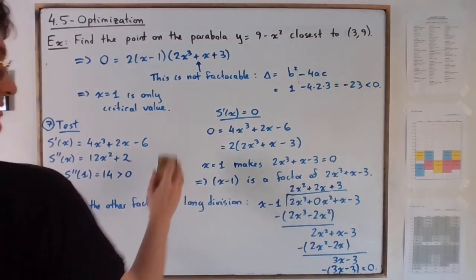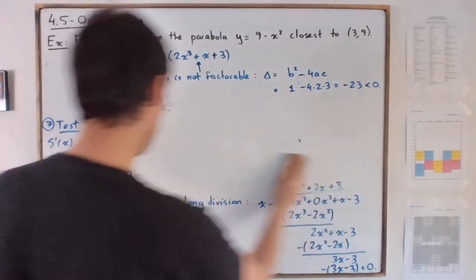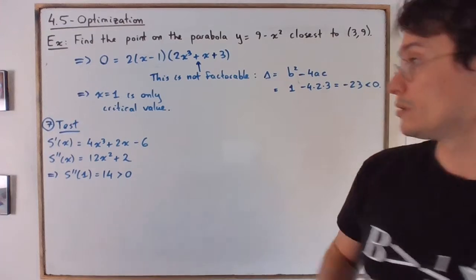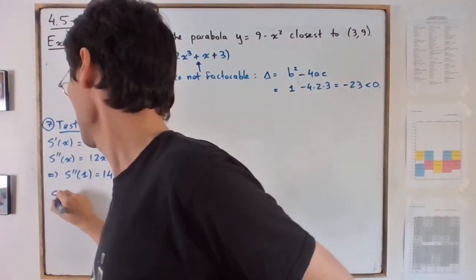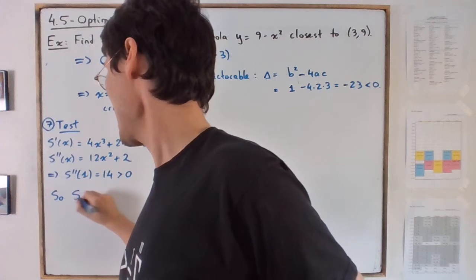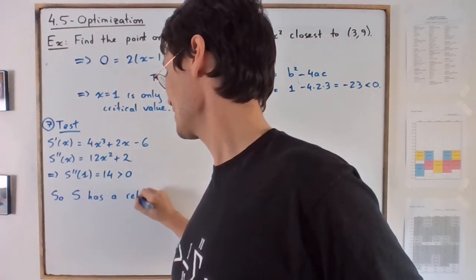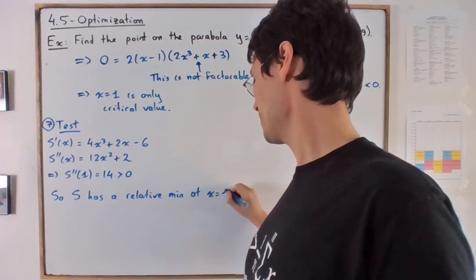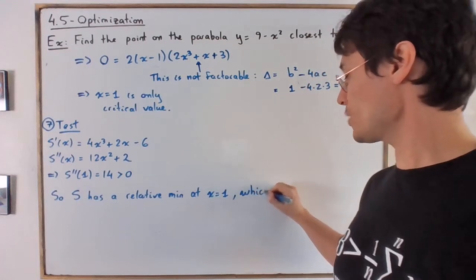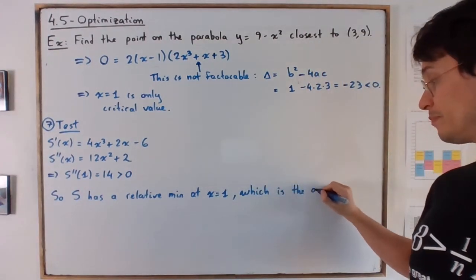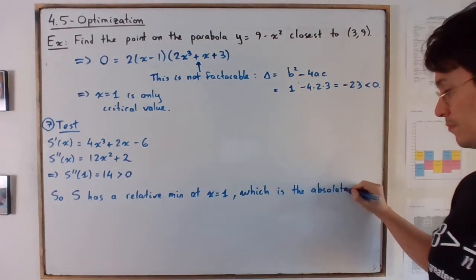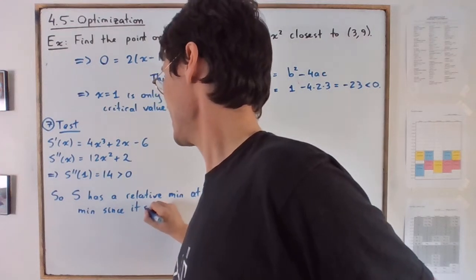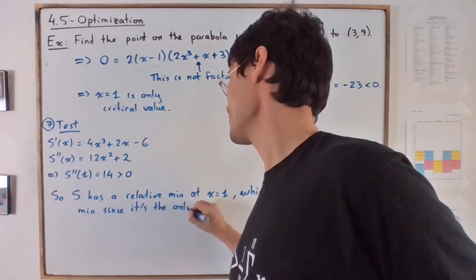So, all right, let's erase this. And actually, let's erase everything. So s has a relative min at x equals 1, which is the absolute min, since it's the only critical value.